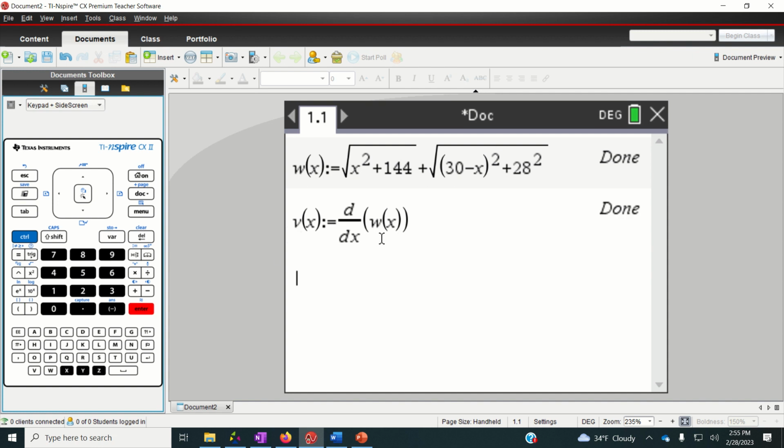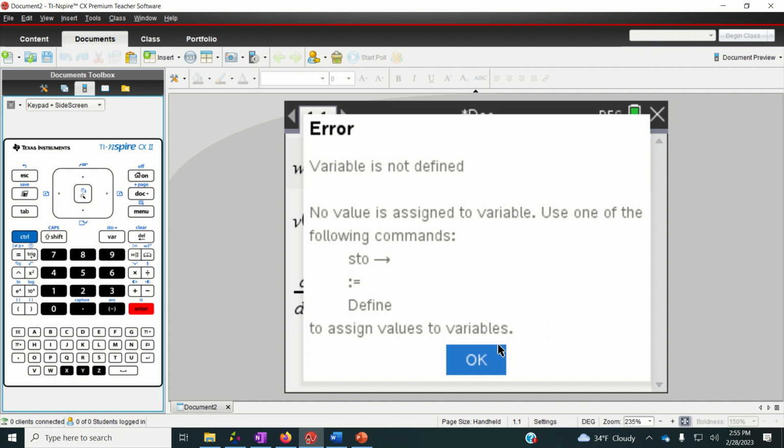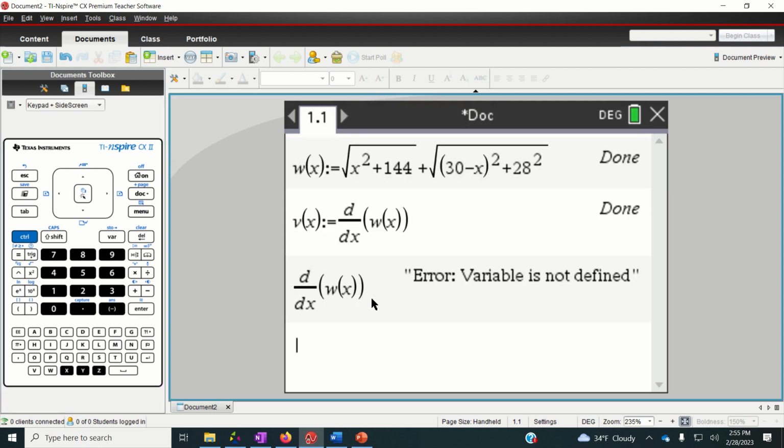We don't know what the derivative is per se, like the calculator's not going to tell us what this equals. If we try to type that in, shift, and we put w of x here, the calculator says we can't do that. So you just got to be careful. It won't actually spit out the derivative for us, so just be aware.